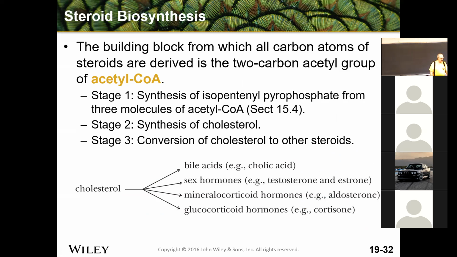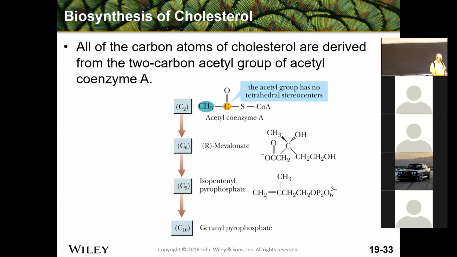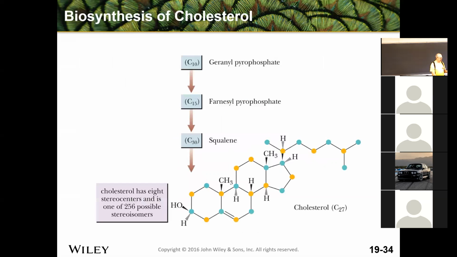Steroids are biosynthesized using a 2-carbon building block called acetyl coenzyme A. At least the acetyl part is 2 carbons, and then it's attached to a larger group called coenzyme A. Okay, the first step in the biosynthesis of steroids is the synthesis of isopentenyl pyrophosphate from 3 molecules of acetyl coenzyme A, and then cholesterol is synthesized, and then cholesterol is converted into other steroids. Okay, I'm going to skip over this part.